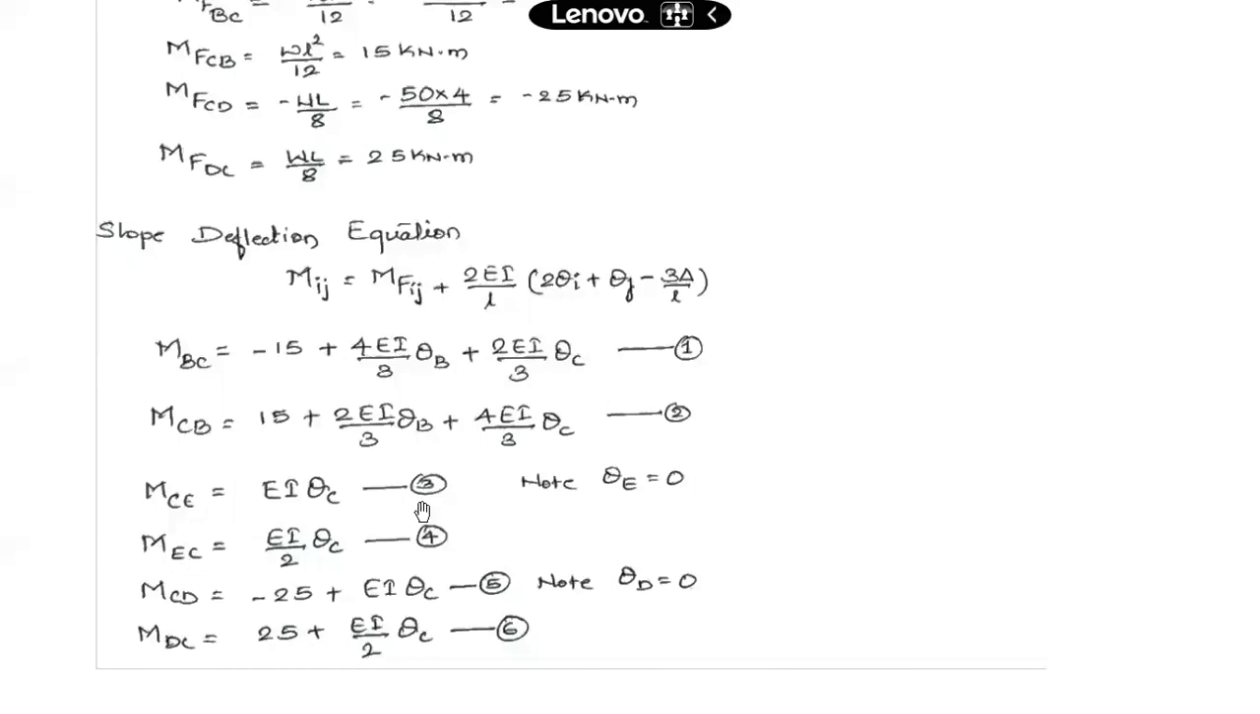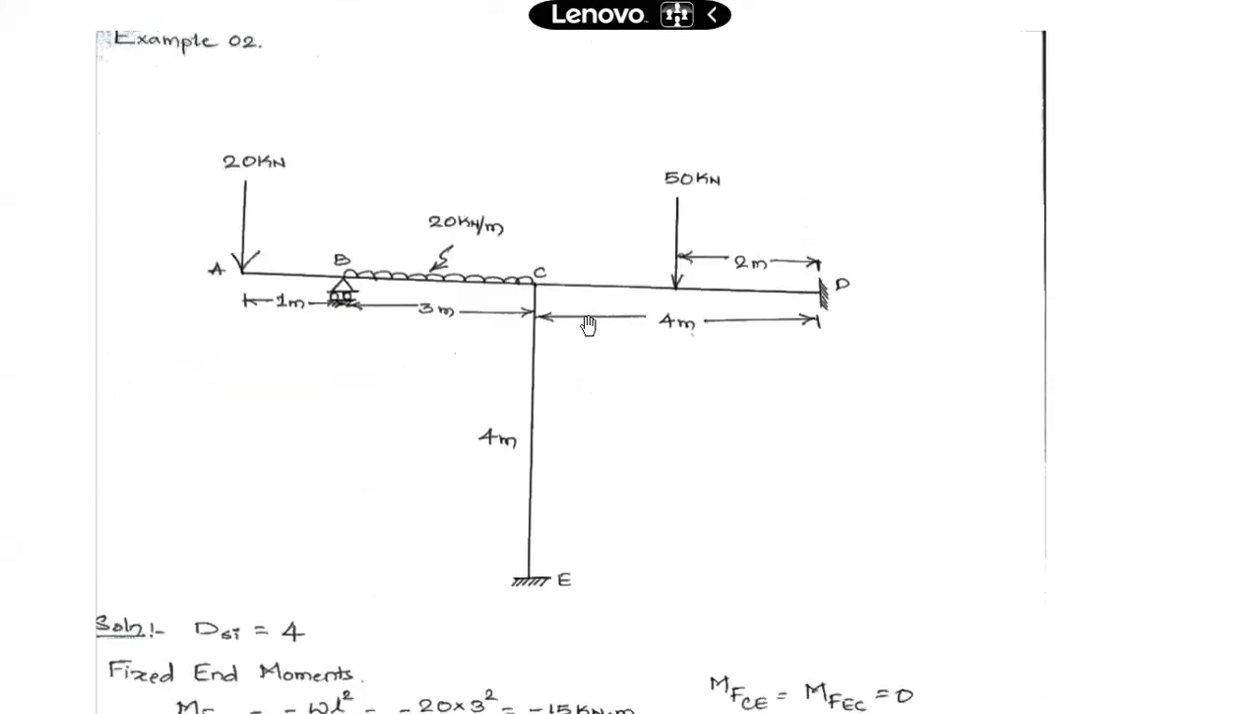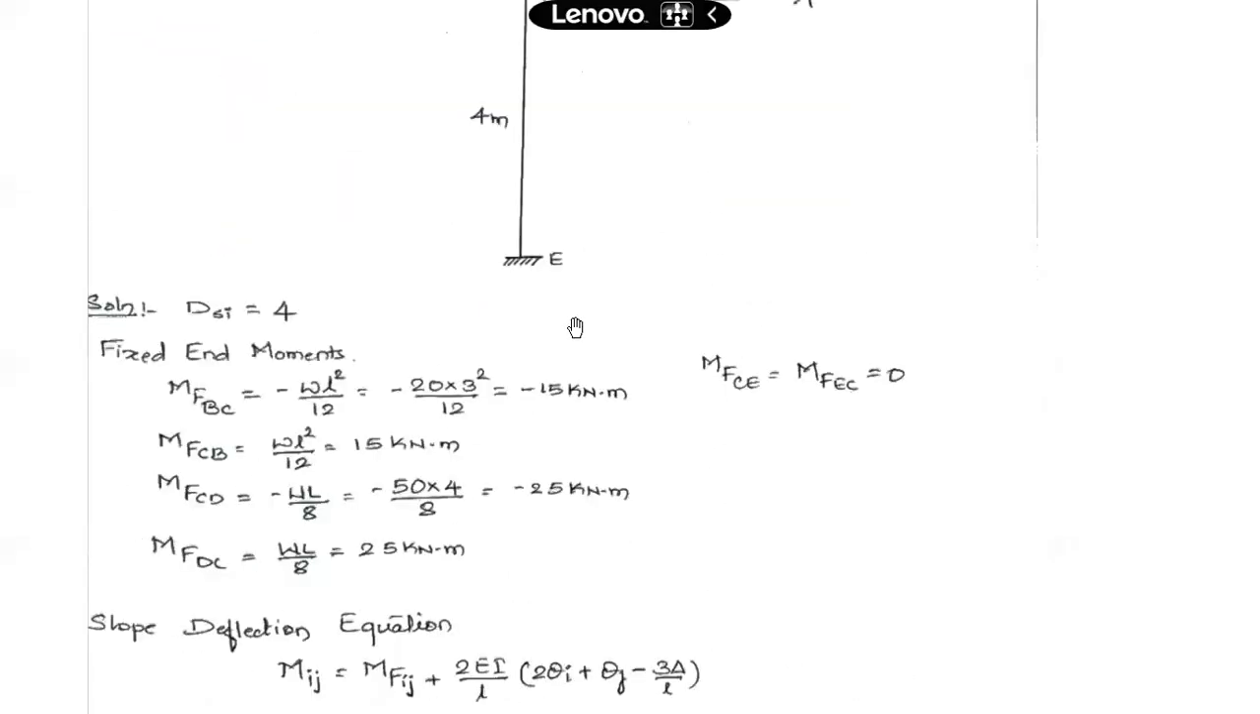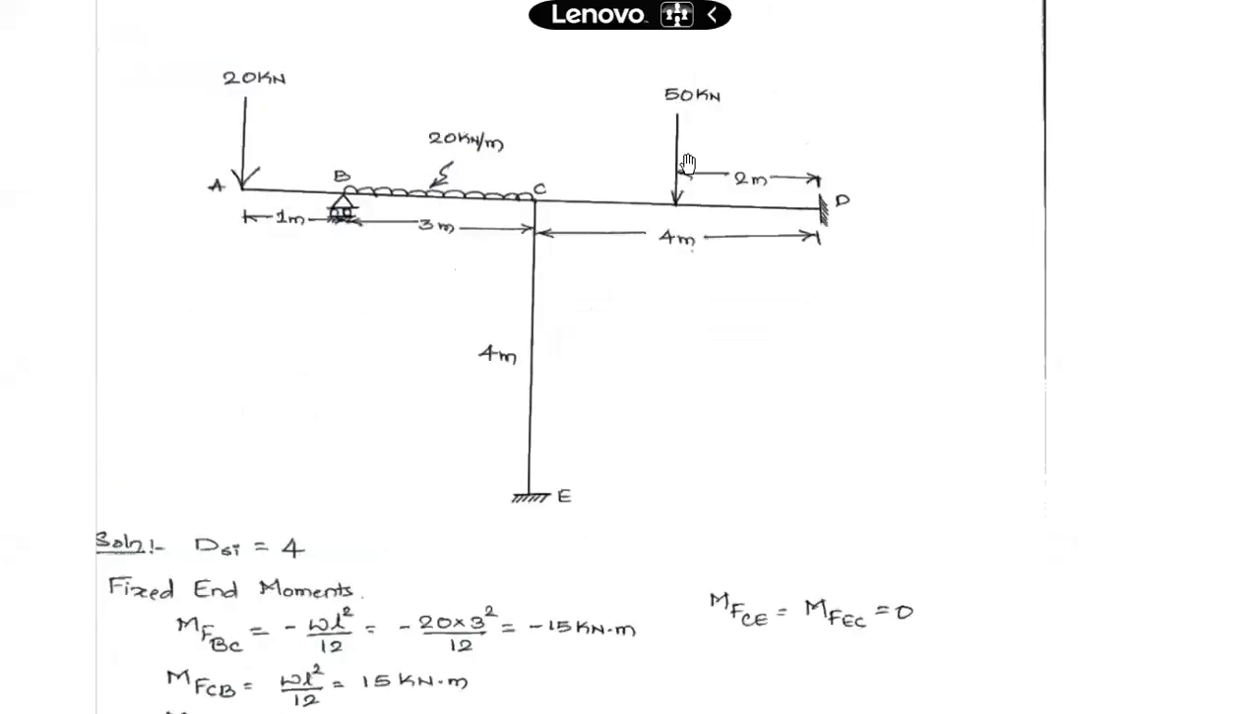So these two equations are obtained by writing the slope deflection equation for member CE at joint C and at joint E. It gives us another two slope deflection equations, 3 and 4. Now what is the last member in this frame? Member CD. We are done with BC and CE, and member CD is left now. For CD, I have fixed end moments because there is a concentrated load on this member. The span is 4 meters.